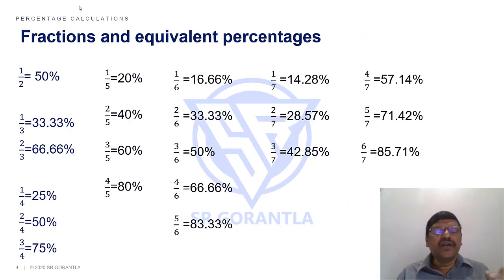Right, this is everything I'm giving up to 100%. 1 by 7, 2 by 7, 3 by 7, 4 by 7, 5 by 7, 6 by 7, 7 by 7 becomes 100%, like that. You can take a snapshot of this, then go to the next slide.